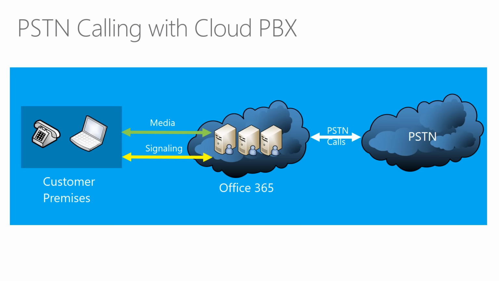So this is a high-level overview, and it should just help you to understand. We have here on the very left side the endpoints. You can see a laptop that runs a Skype for Business client. You can see an IP phone, and they will connect to Office 365, to the Microsoft Cloud, to Skype for Business Online, and we will connect then to the PSTN to give you PSTN calling services. And it's important to understand that in this scenario, both the signaling and the media go from your premises, from where your users are located, to Office 365.